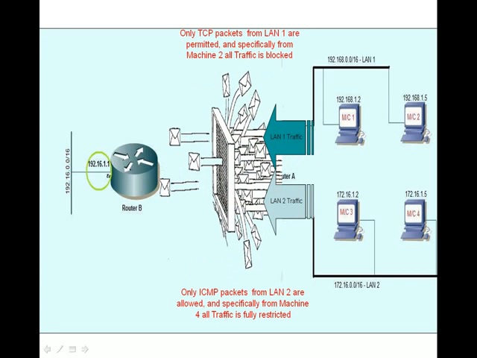The final goal is to apply packet filtering such that from LAN 1 only TCP packets are permitted to reach the destination, and in the same segment the second network machine is completely blocked, whereas from LAN 2 only ICMP traffic is allowed, with machine 4 completely restricted to send any traffic across to the destination. Finally, TCP traffic is generated through telnet and ICMP through the ping command. Proceeding on to the video demonstration.